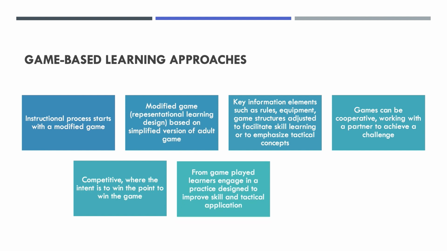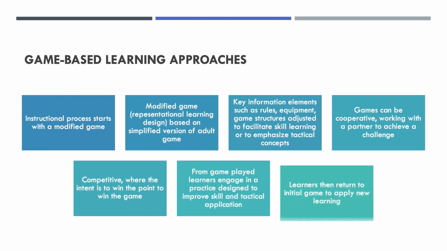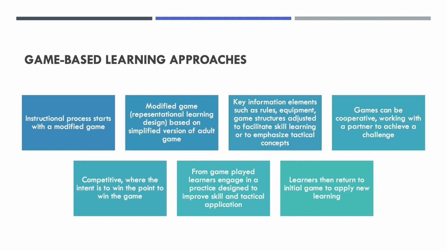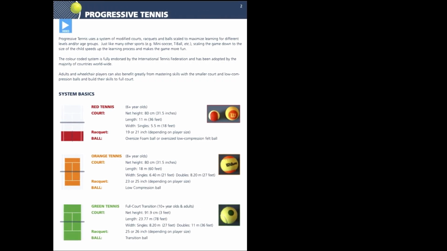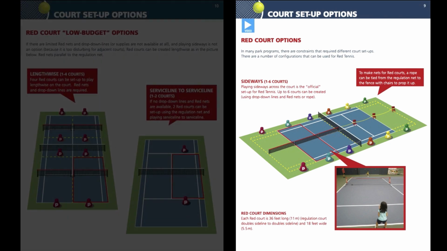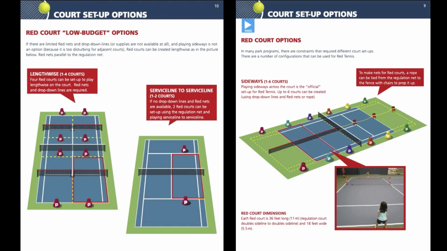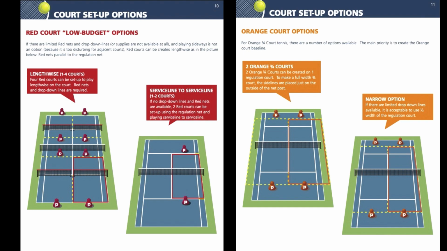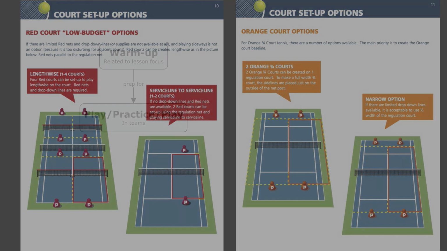From the game played, learners engage in a practice designed to improve skill and the tactical application of that skill. Then learners return to the initial game and apply their new learning. Tennis Canada has embraced this play first, then practice, then play again, in what they have designed as a team approach through their systematic, progressive way of coaching tennis. The play, practice, play approach is summarized in the model, as you can see.